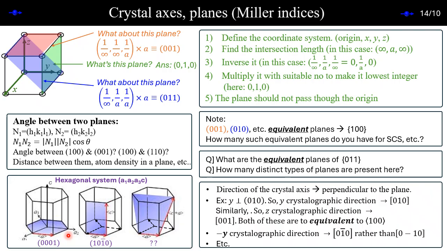Again, I'm repeating, we have coordinate systems for our convenience. If we have this type of structure, then it is convenient. Here again, same story. You need to find that intersection, and you need to figure out the planes. This will be 0001 because this plane is not intersecting any of these A1, A2, A3 directions, correct? It is only intersecting the C axis. But if I take this one, then it is intersecting here.